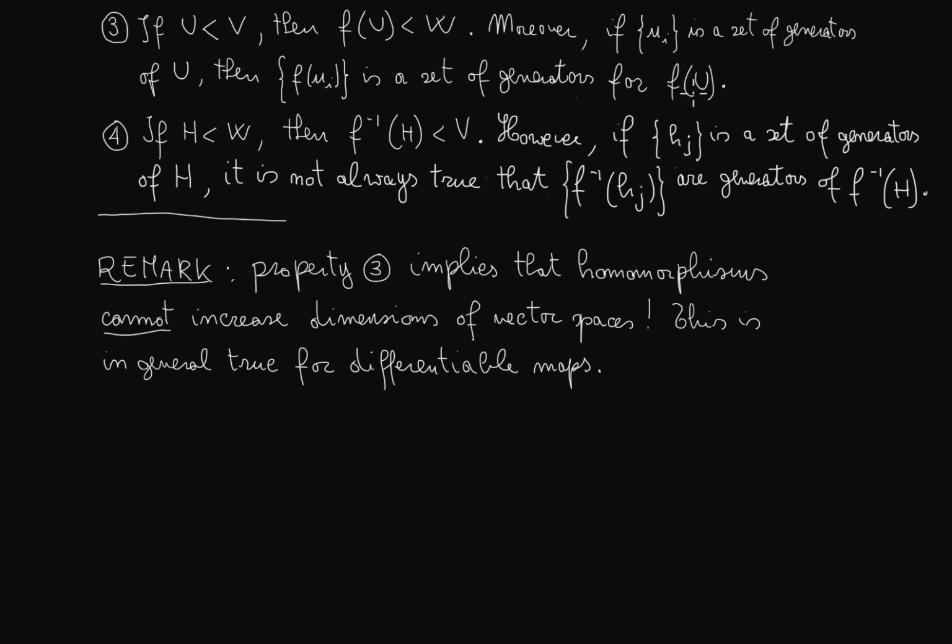Property 3 therefore implies that there cannot be a linear bijective map between these two vector spaces if n is different from m.